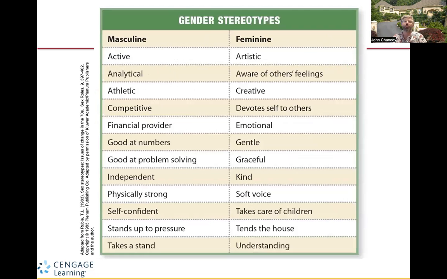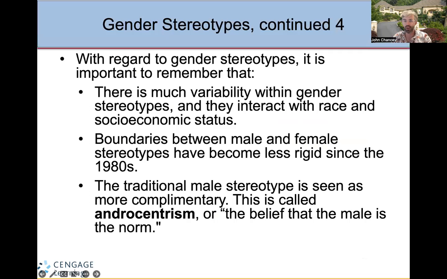Typically, when we think about stereotypical characteristics that are quote unquote masculine or male: active, competitive, really good at numbers like math, strong, self-confident. Whereas feminine, female traits might be more artistic or creative or emotional or kind, taking care of the house, taking care of children, things like that. We'll talk about where those things come from. But it's really important to note there is variability even within those stereotypes of how we think about males and females, and those things influence how we think about race, socioeconomic status, really just identity in general.